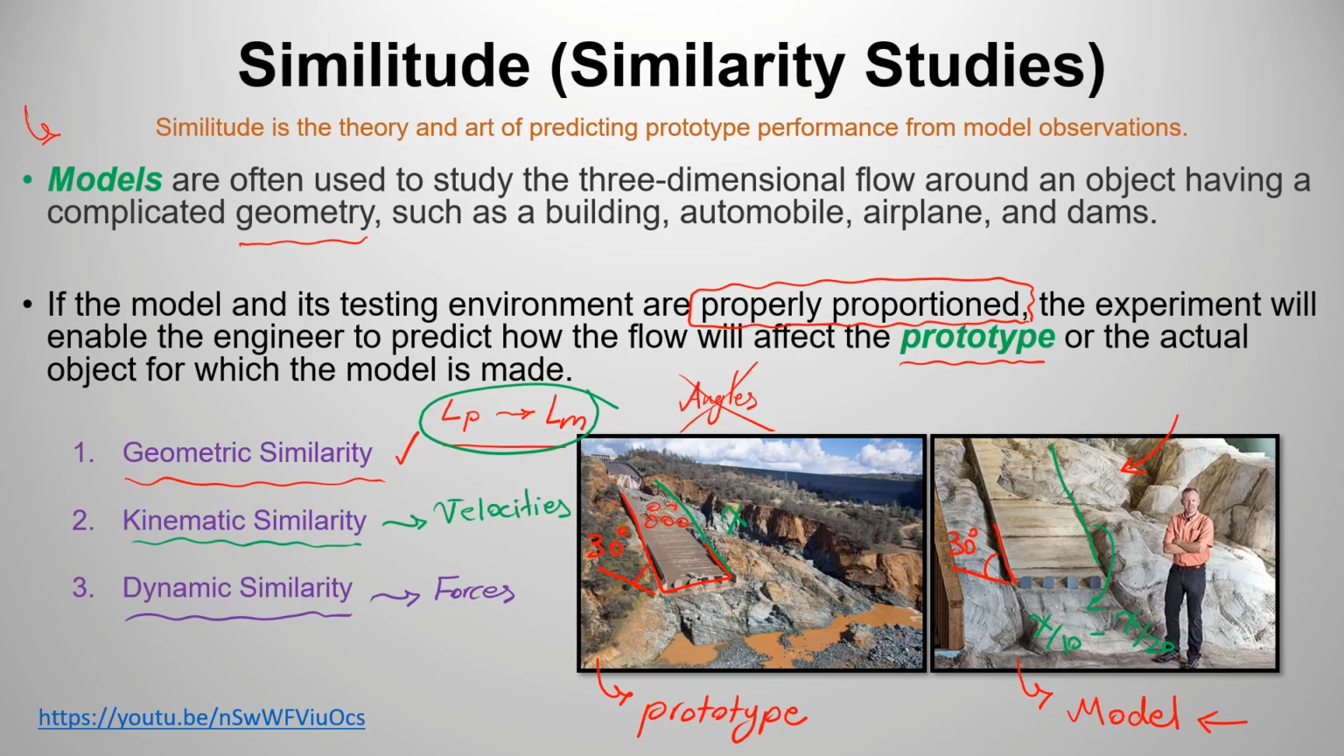So once geometric similarity is satisfied, kinematic similarity is satisfied, and dynamic similarity is satisfied, your model is a proper model that you can use to study the real-life phenomena that can happen in your prototype. That's why there is a lot of studies before building a dam or before building a car or an airplane, because these are big things, right? You want to make sure that everything works on a model first and then move to the real deal.